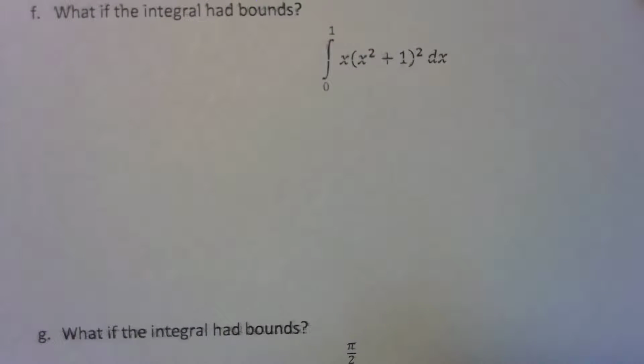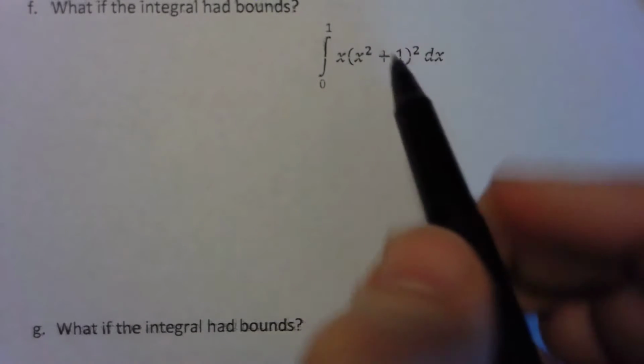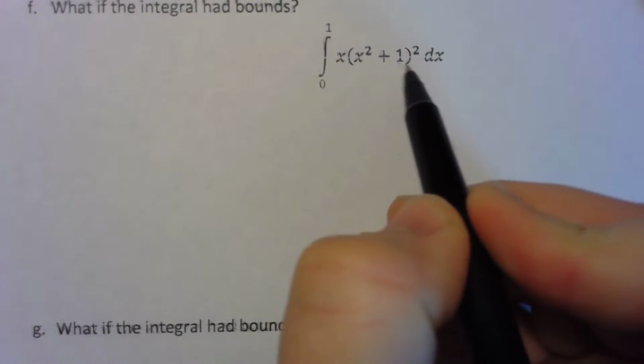In this video, we'll be covering u substitution given that the integral is going to have some bounds on it. So this first example right here, the integral from 0 to 1 of x times (x squared plus 1) to the power of 2 dx. You'll notice here that the interior is x squared plus 1.